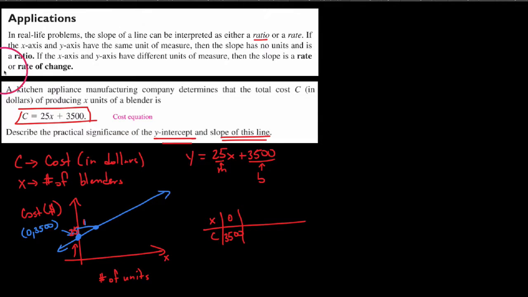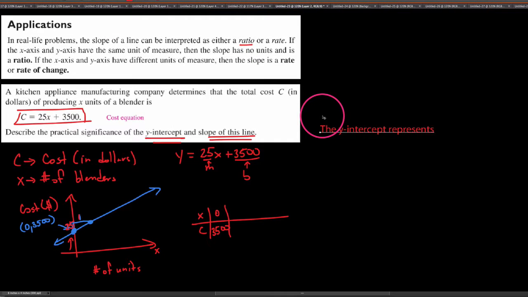And so let's take a moment to note this here. We could look at this with a linear model. The y-intercept represents an initial quantity when dealing with linear equations. In other words, if we have 0 of something, we're already starting with $3,500 there.